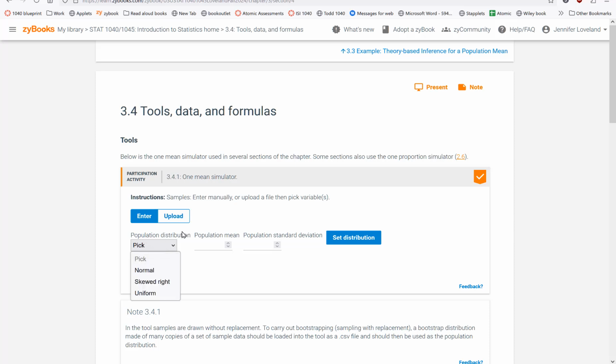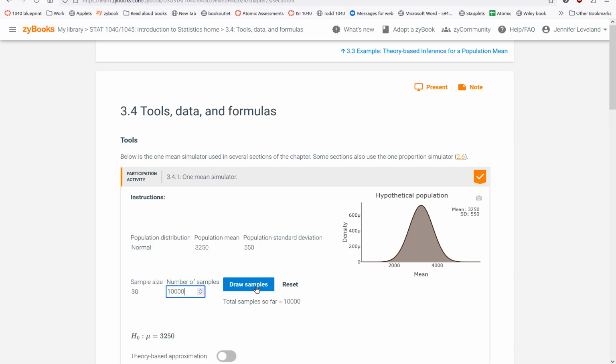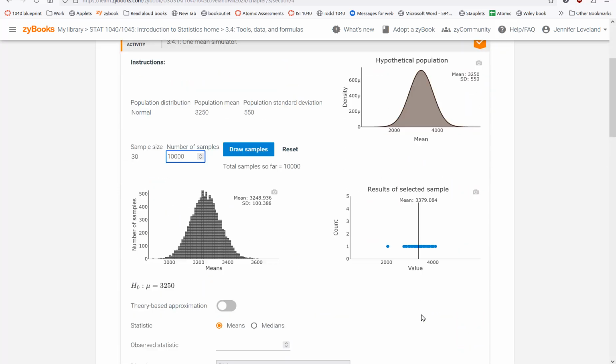And so you can pick what your population distribution looks like. And we said ours looked like it was normal. You can put in what the population mean is. So it told me that my population mean is 3250. It told me my population standard deviation is 550. And so I can set the distribution. Now I put in that I want a sample size of 30. Set my sample size. How many samples do you want? Let's say at least like 10,000, which I think is the max it will let me do.